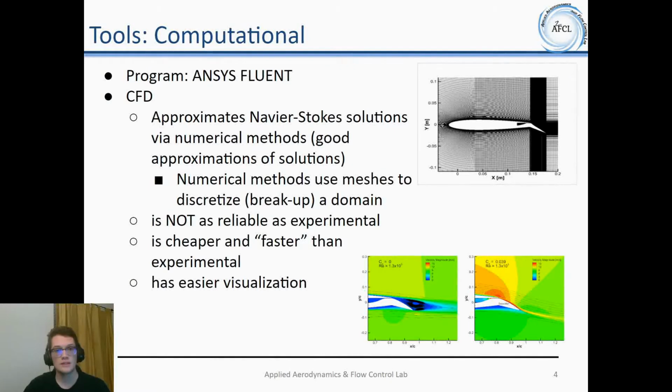CFD is not as reliable as an experiment because you are not physically interacting with the flow. You are simulating it, and some bad assumptions can lead to non-physical flows. However, CFD is very cheap and faster than experimental solutions because all that is required is the electricity cost of your computer. It also has easier visualization than experimental data because we already know the velocity at each point. Experimentalists have to sample this velocity.